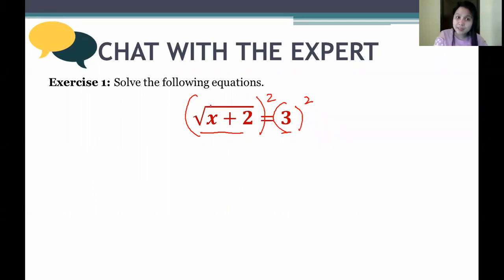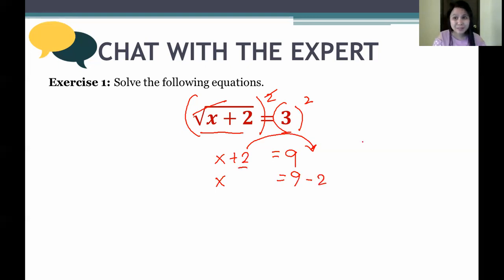Remember, when the index and the power are the same, we cancel them. So you just copy the radicand, x plus 2. Next, 3 squared is equal to 9. The next step is we need to solve for the value of x. We transfer 2 to the other side. We have 9 minus 2. The positive becomes negative. So the value of our x is 7.